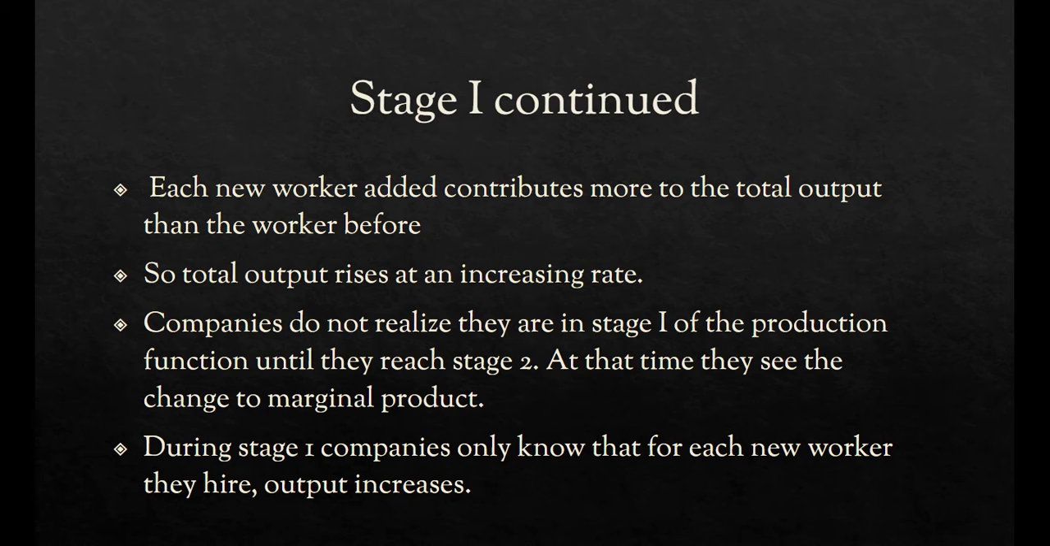Okay, so companies usually don't realize that they're in stage 1 of production function until they reach stage 2. At that time, they see the change in the marginal product. Okay, so during stage 1, companies only know that for each new worker they hire, output is increasing.